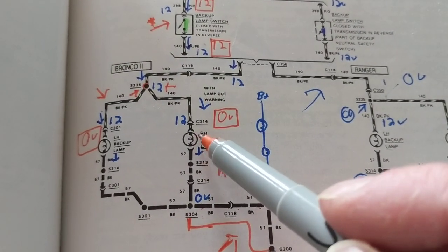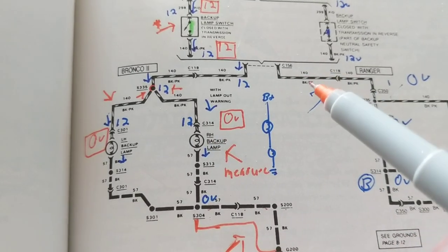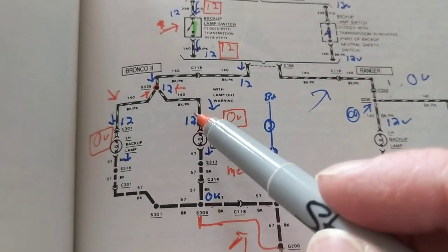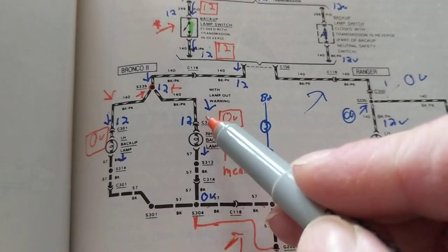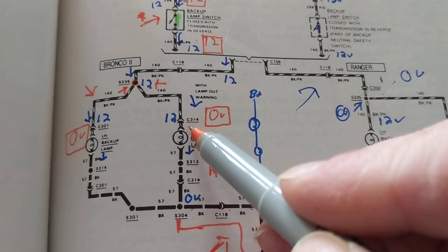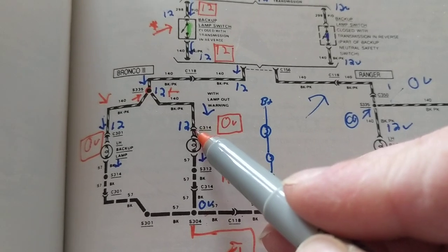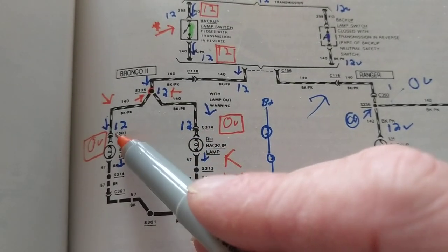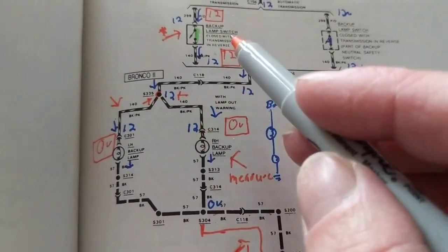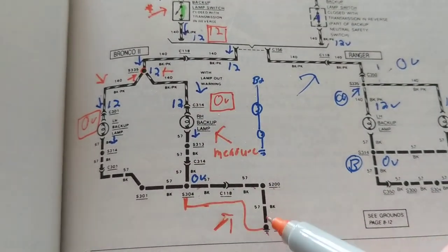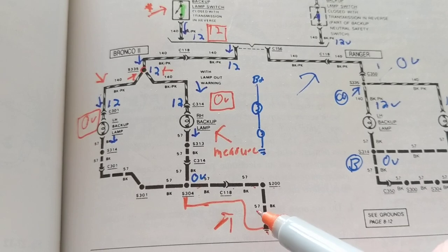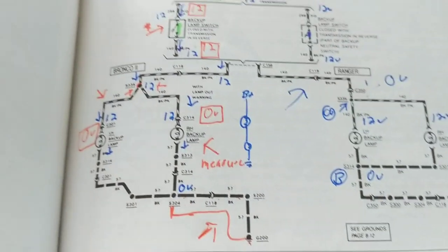If it's just one is out, of course you go for the bulb. Again, one more time, because somebody asked me a question. If I take this connector, C314, out and I measure 12 volts, I don't even have to measure 12 volts over here because I know all this is good. And the problem has to be common to this. Okay? I hope you understood that.